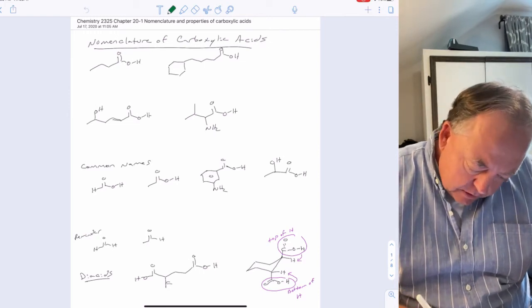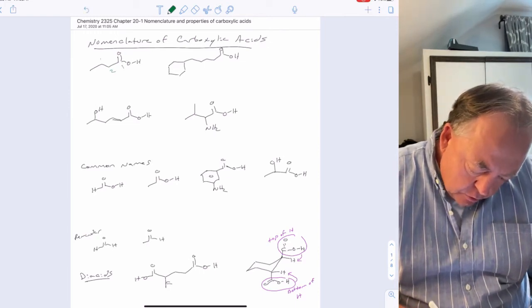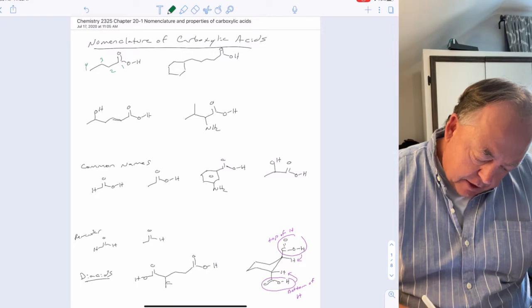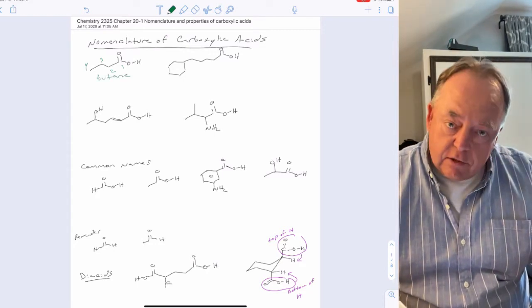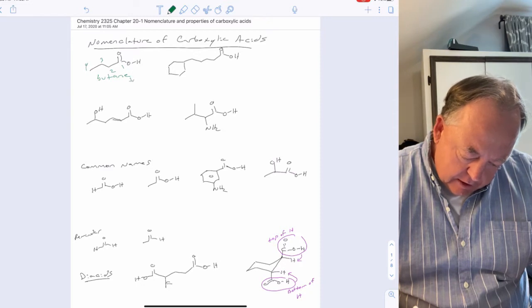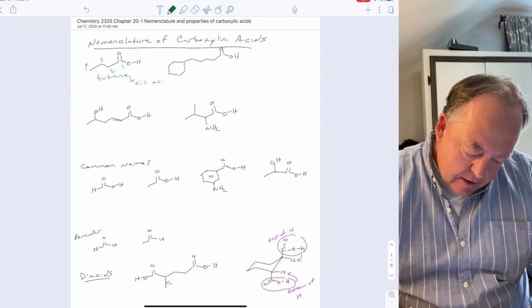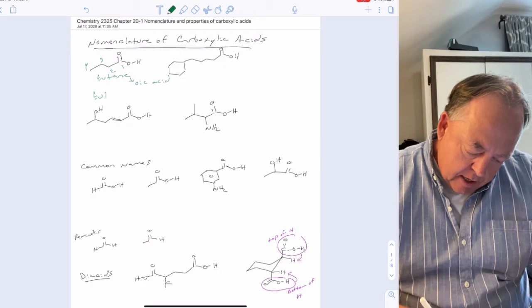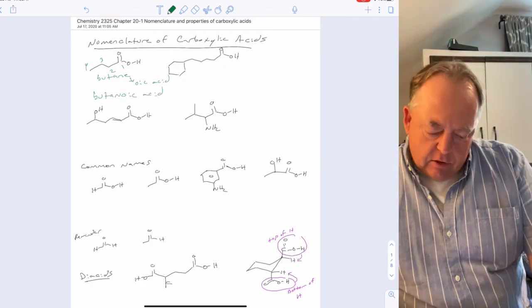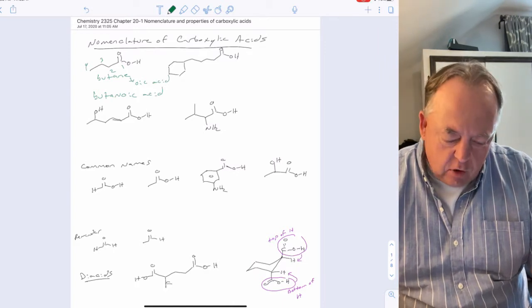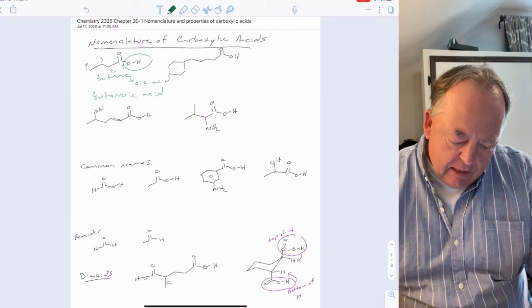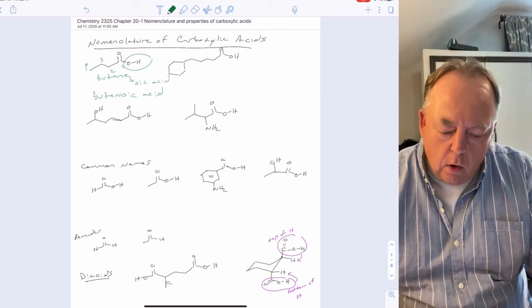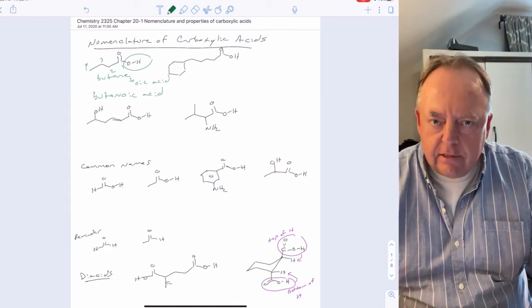So if we name these carboxylic acids, this is a 1, 2, 3, 4 carbon chain, so that would be butane. To name it as a carboxylic acid, we just change the E ending to oic acid, so that would be butanoic acid. Carboxylic acids have to be at carbon number 1 because the OH has to be at the end of the molecule. So you don't have to say butan-1-oic acid because it's understood that it's at carbon number 1.